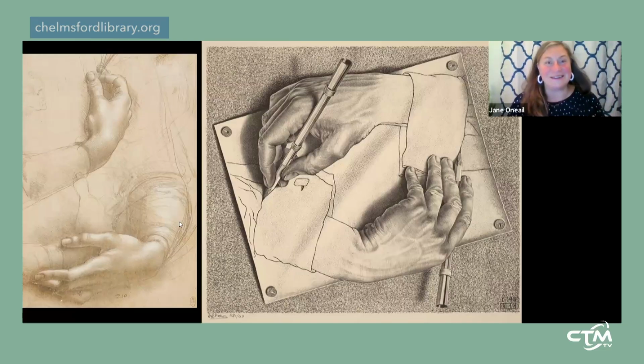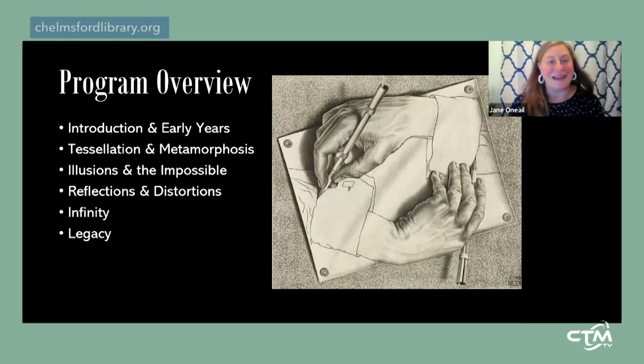So let me give you a sense in terms of how we'll use this hour that we have together. We're going to get started with just a quick introduction to the artist and an overview of his early years, get a sense in terms of where he started from. And then we'll head into what is known as his mathematical awakening, where we'll talk a little bit about tessellations and his fascination with metamorphosis. We turn our attention then to illusions and the impossible, which is really fun. And then reflections and distortions. We'll see some of his famous self-portraits at that point, and then touch on the infinite and the artist's legacy. So let's just dive right in.